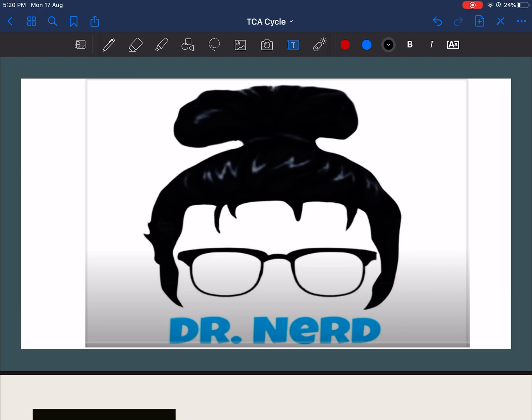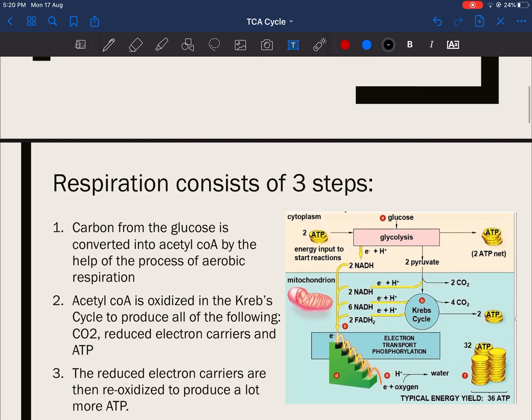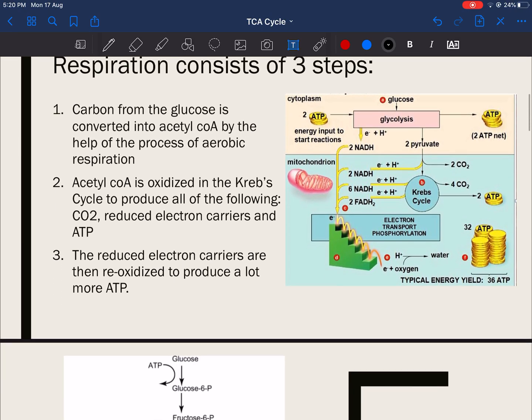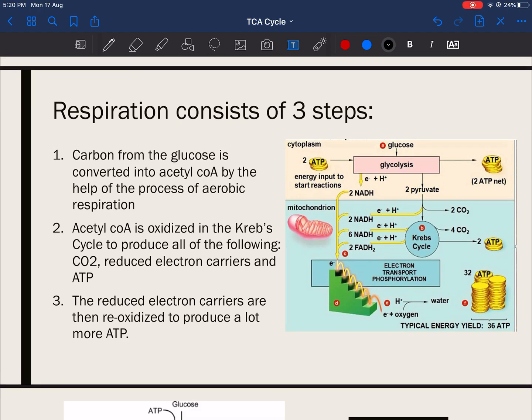Today we'll be talking about the citric acid cycle, also known as the Krebs cycle. So aerobic respiration consists of three basic steps. Carbon from the glucose is converted to acetyl-CoA through the process of glycolysis and after going through the PDH complex. We're going to talk about both of these in a little bit more detail later on.